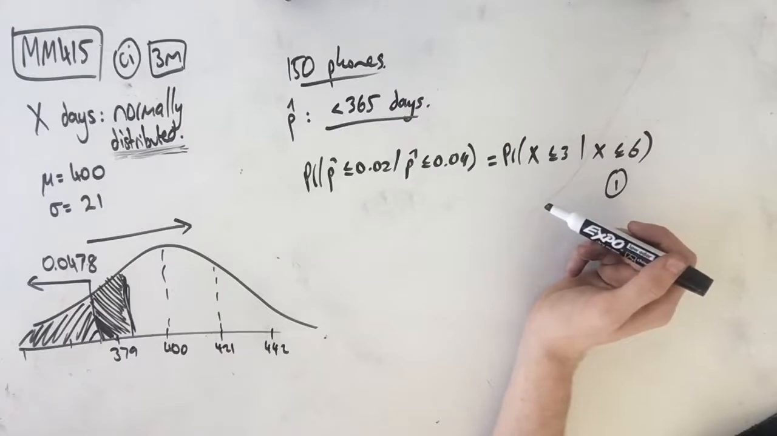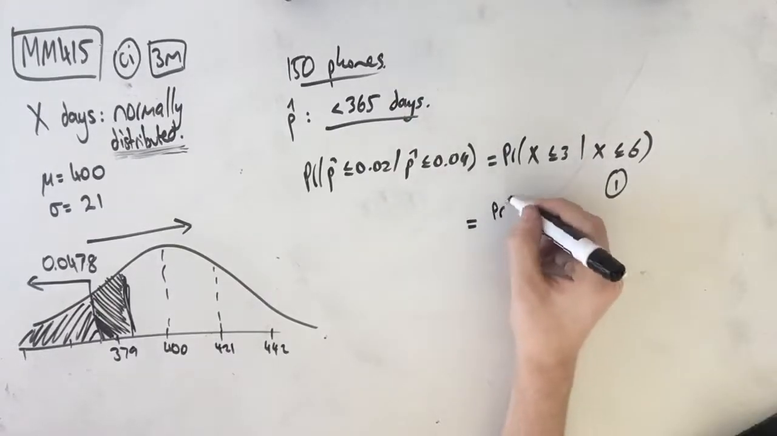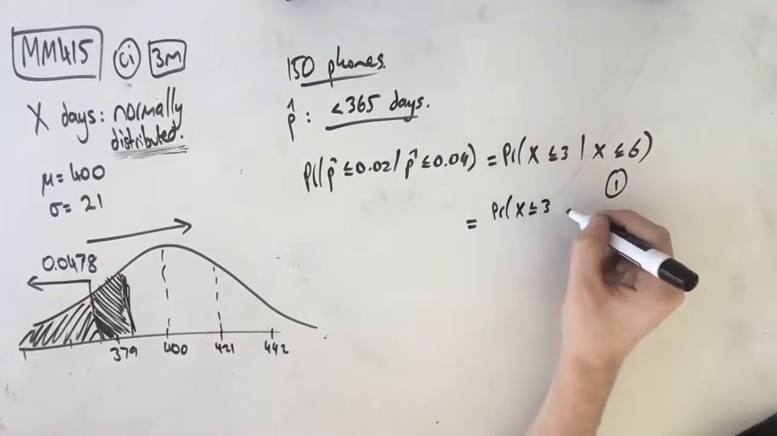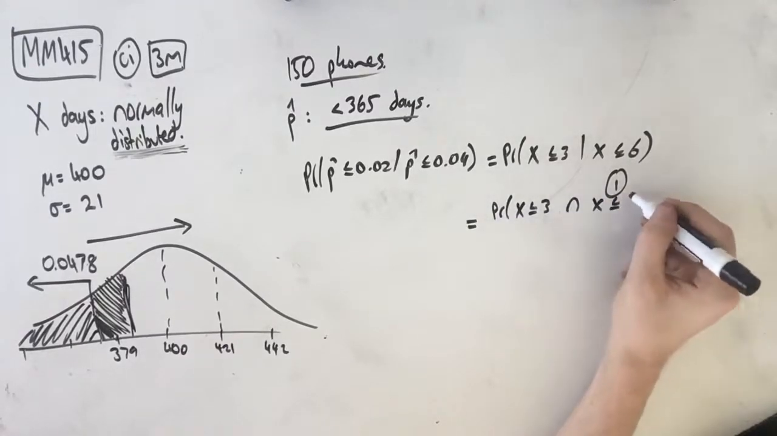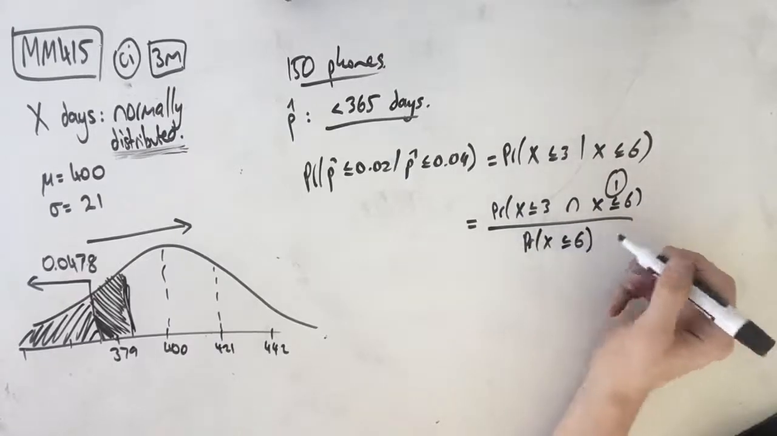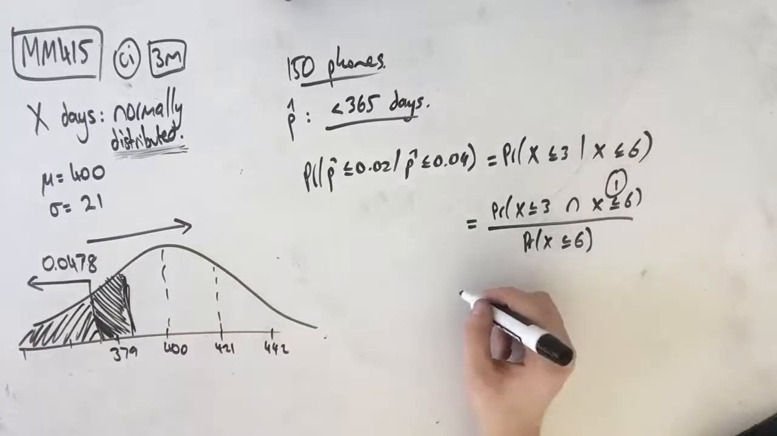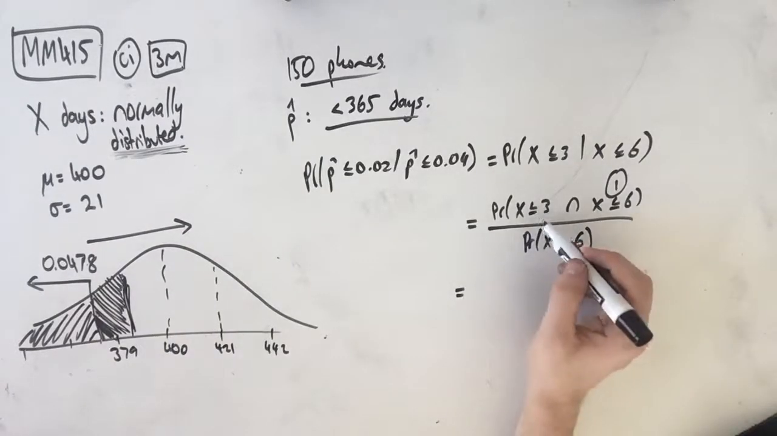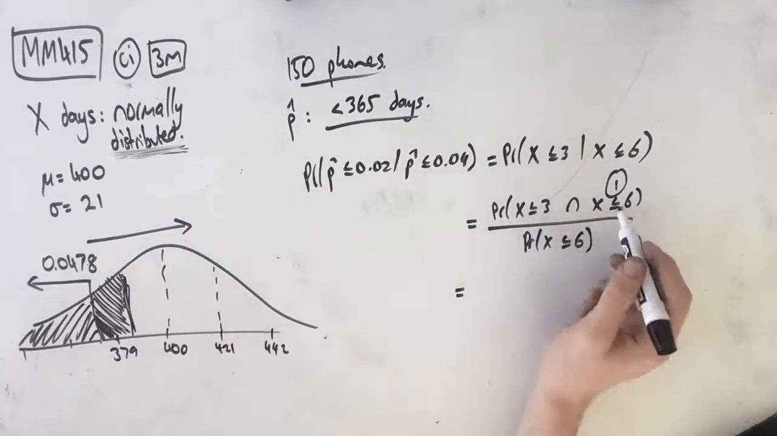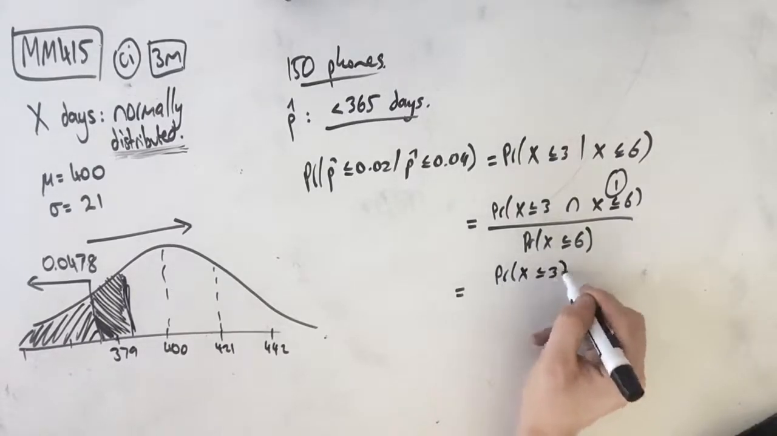So, from here, we can rewrite this as the probability that x is less than or equal to 3 intersect x is less than or equal to 6 over the probability that x is less than or equal to 6. So this is just a generic given that formula, a conditional probability formula. The intersect between x is less than or equal to 3 and x is less than or equal to 6 is just x is less than or equal to 3.